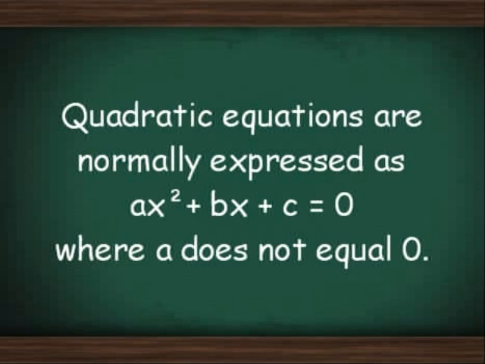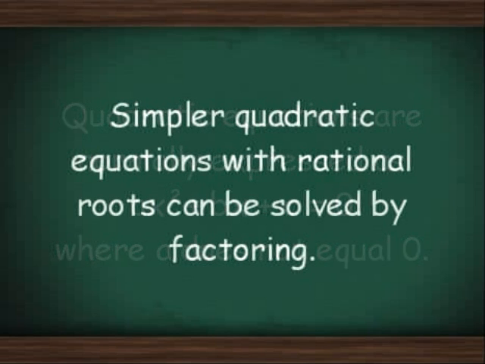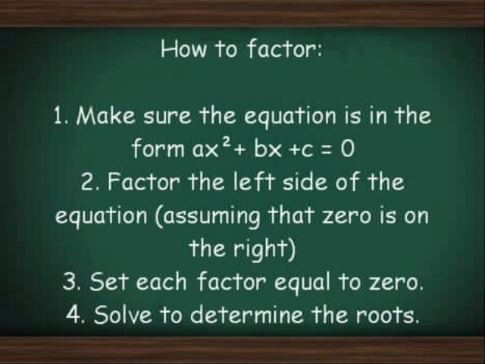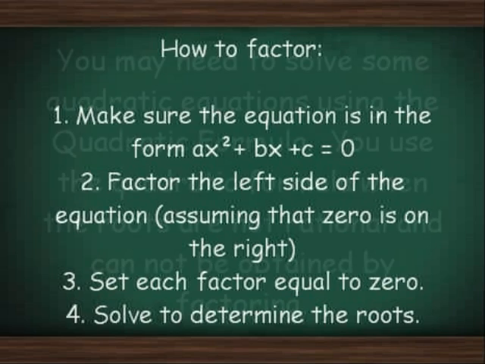Quadratic equations are normally expressed as ax squared plus bx plus c equals 0, where a does not equal 0. Simpler quadratic equations with rational roots can be solved by factoring. How to factor: First, make sure the equation is in the form ax squared plus bx plus c equals 0. Then factor the left side of the equation, assuming that 0 is on the right side. Set each factor equal to 0 and solve to determine the roots.